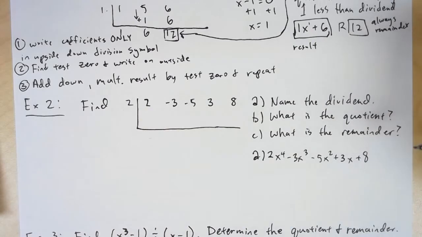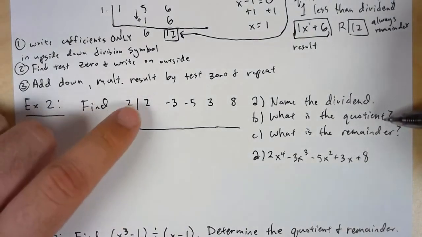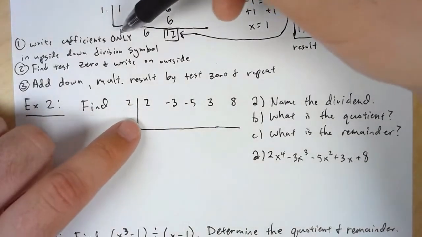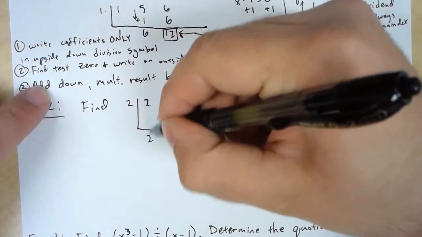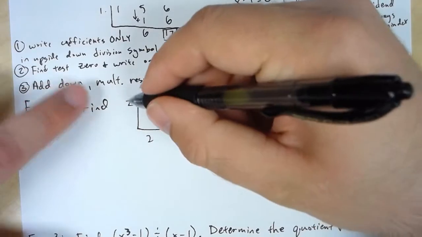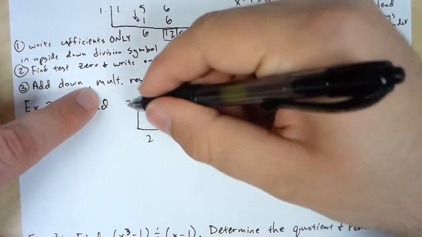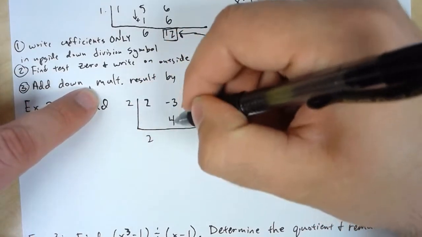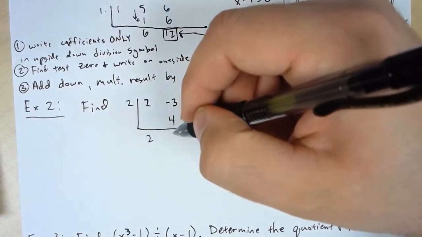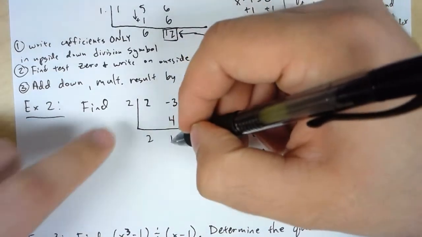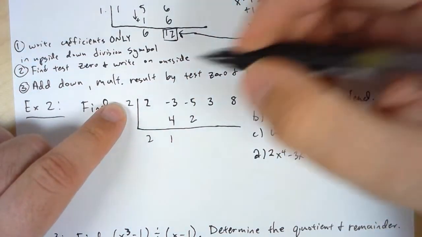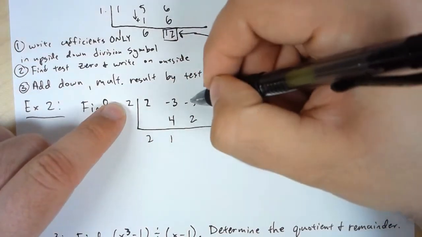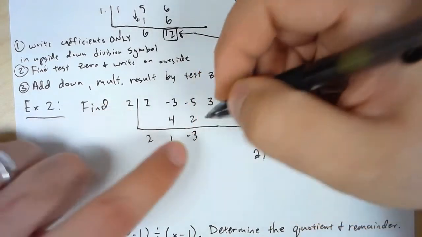problem we're doing. And then it looks like, what's the quotient? So it asks us to figure out the bottom part. So we have to figure out this bottom thing. So we're going to add down: 2 plus nothing is 2. Multiply by your test 0. So 2 times 2 is 4. Add straight down. Negative 3 plus 4 is 1. Multiply by your test 0, which is 2. 1 times 2 is 2. Add straight down. Negative 2 plus 5 is negative 3.